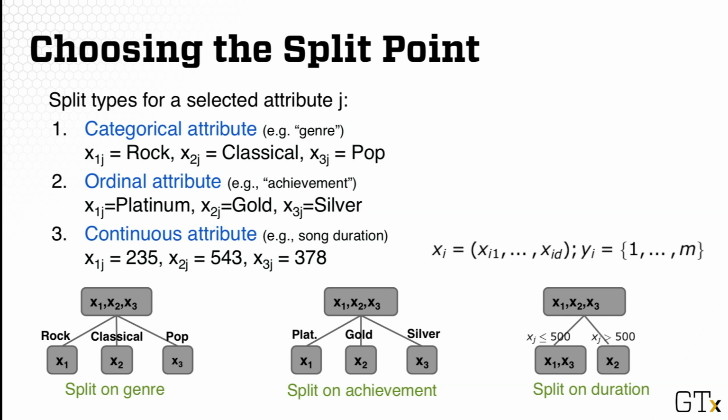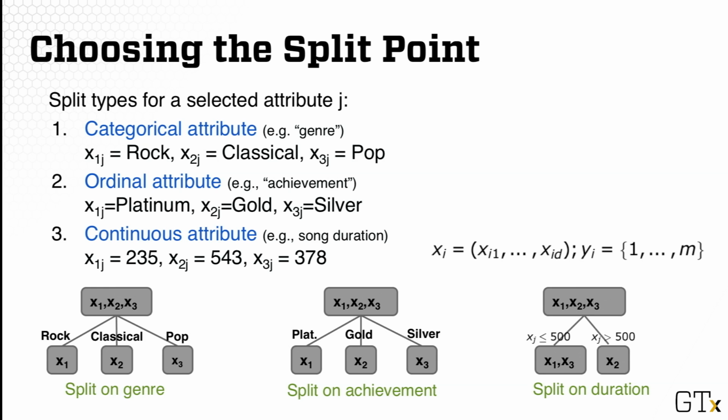For example, for categorical attributes, such as looking at the genre of songs, like rock, classical, and pop. This is the simplest case, because we can just have one branch for each of these categories. And for ordinal attributes, such as achievements, like platinum, gold, and silver, here we have order, but in a decision tree, actually, we don't really care about the ordering. So that means, in this case, we can just have one branch for each of the achievement types.